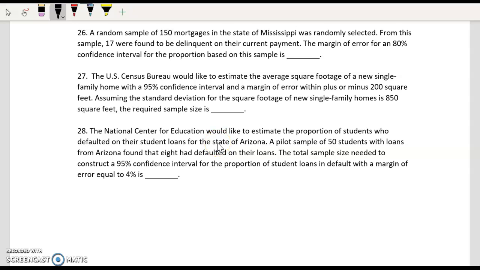Okay, in this video, we're going to be looking at question number 27. The U.S. Census Bureau would like to estimate the average square footage of a new single home with a 95% confidence interval and a margin of error of plus or minus 200 square feet. And then the standard deviation is 850 square feet. And we are asked to find the required sample size.